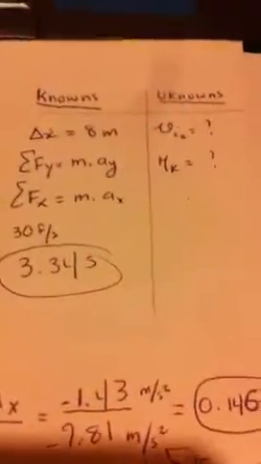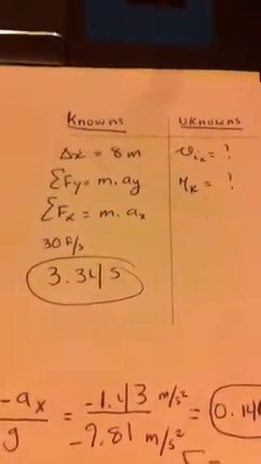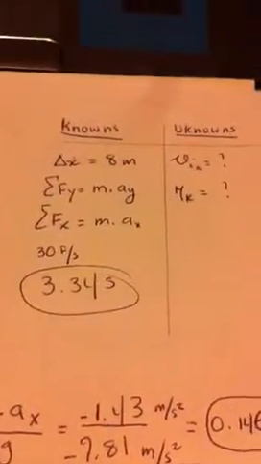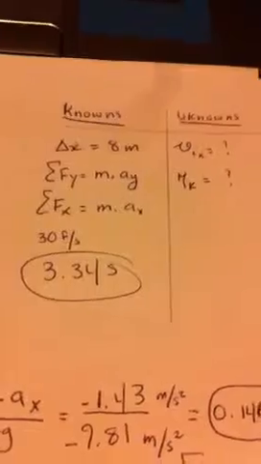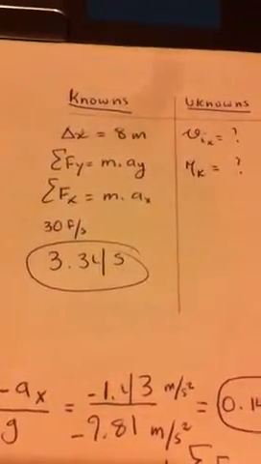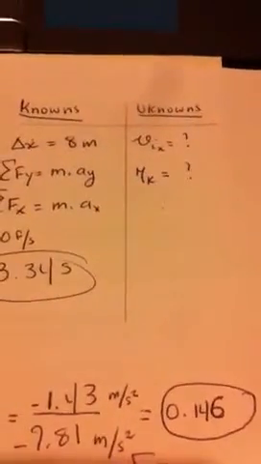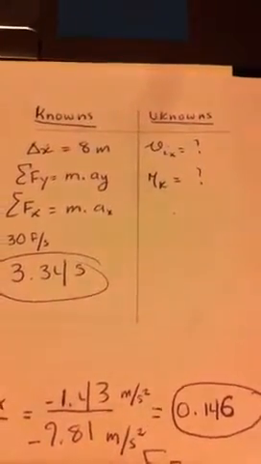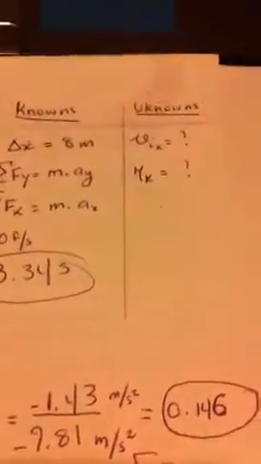First steps first, in our problem solving method, we list our knowns and our unknowns. The change of x is going to be 8 meters, because we can calculate that from the grid spacing in the video. We also know that the time is going to be 3.34 seconds, and we calculate that from the conversion ratio of 30 frames per second. Our unknowns for now are the initial velocity in the x coordinate and the mu sub k, the coefficient of friction.